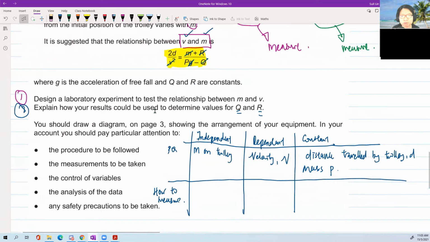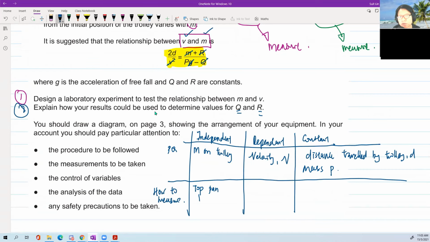So we all know how to measure mass. We use a top pan balance, the one with the digital scale. So this one, no problem. Velocity, how to measure velocity? A velocity meter, no such thing. What is a velocity meter?